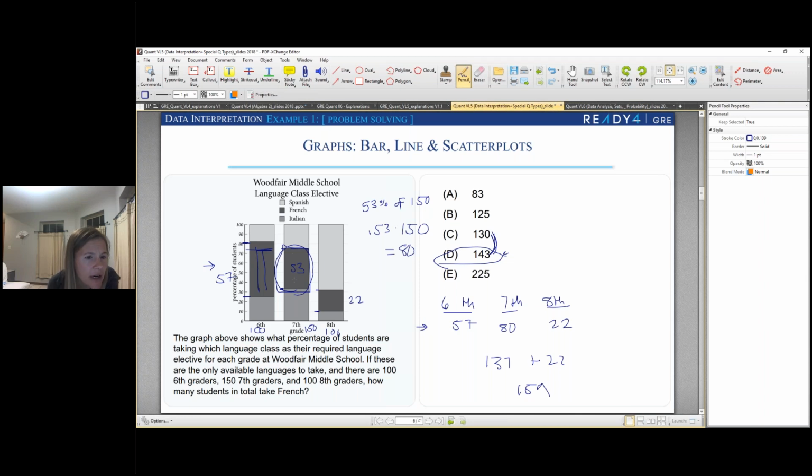Oh, I'm sorry. This is 30 to 40? So this should be 43%, right? This should be 43%. So if we do 43% of 150, that gives us 65 kids. Does that get us closer? If this is 65, now we have 57 and 65 and 22.